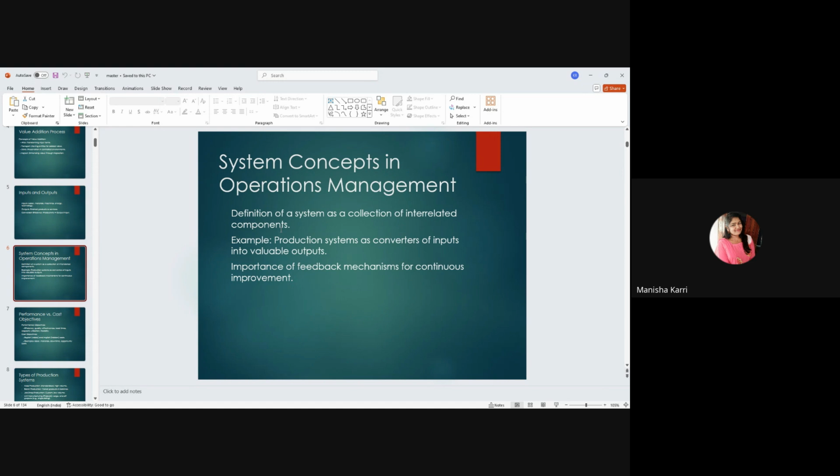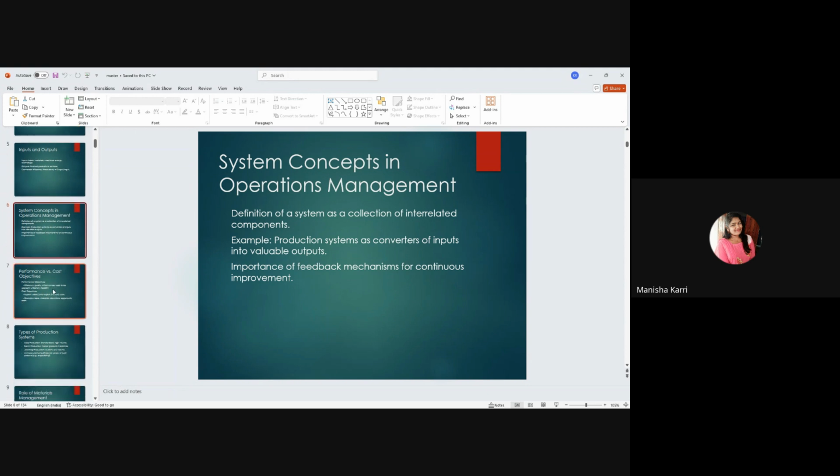So, why is understanding systems within operations management important? It brings more efficiency and more adaptability, and also good quality with this continuous feedback. By viewing operations as a system that takes inputs, processes them, gives outputs and takes feedback, managers can effectively oversee and improve their operations for better performance and better customer satisfaction. So, hope you are clear with these system concepts in operations management.